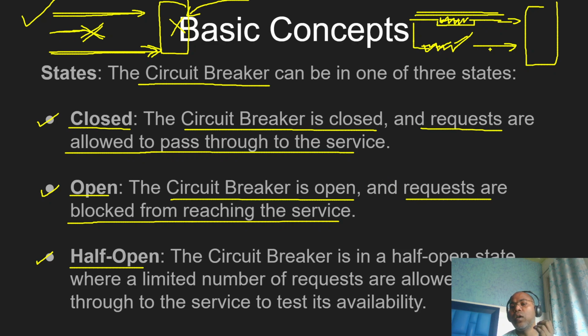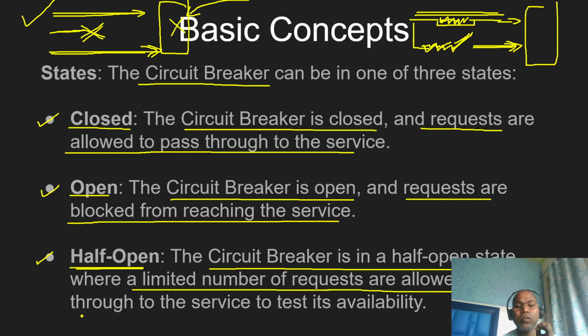Now when this state is open, it means there is no communication, no client connected. That means the circuit breaker is open, and open means the request is not going to be forwarded to the respective service. And one is the half open state. The circuit breaker is in the half open state when a limited number of requests are allowed to pass through the service to test its availability.